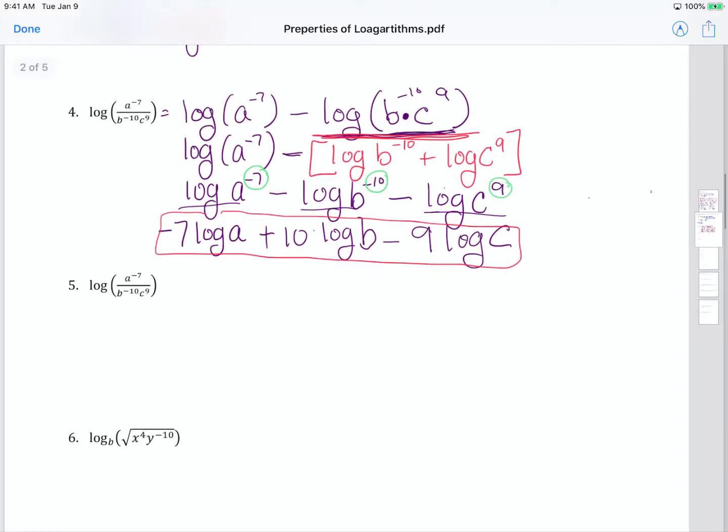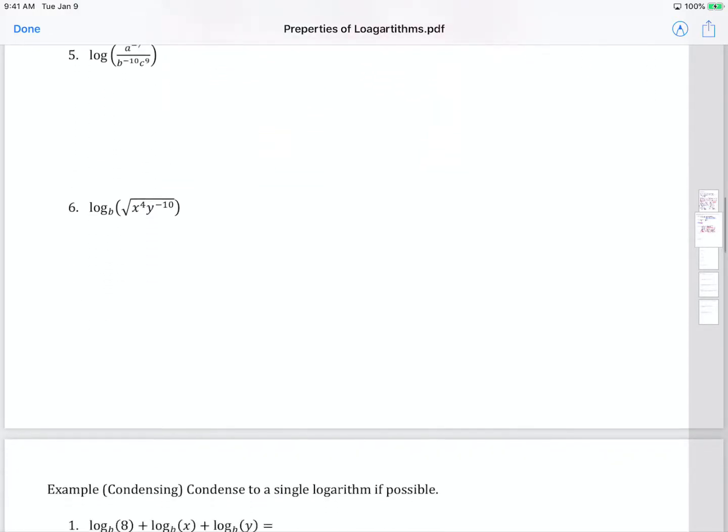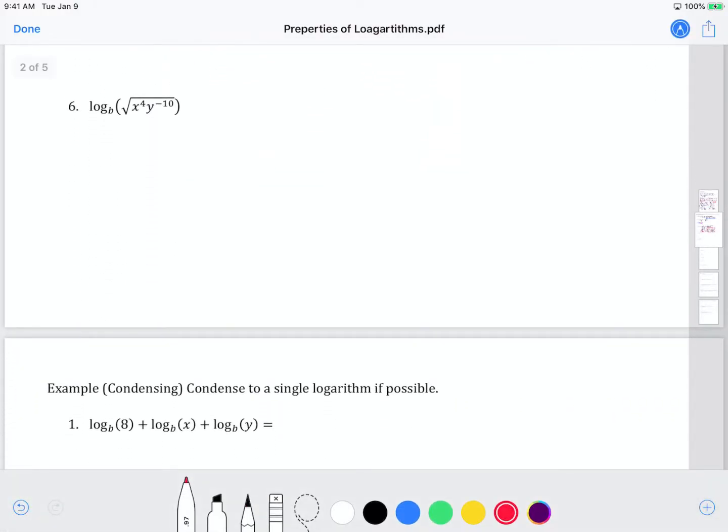Oh, it looks like I copied that example twice. We'll skip example 5. Let's go on to example 6.